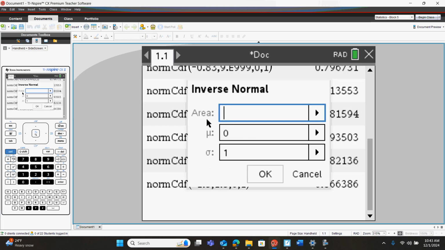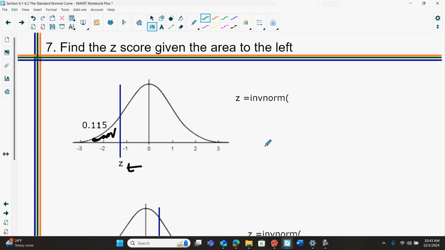Now it's going to ask you for three things: the area, the mean, and the standard deviation. These are 0 and 1 as long as you're dealing with a standard normal curve. But we have to be specific about this area: your calculator function will always treat that area input as the area to the left of a z-score. In this case, we're all good. So we're going to do inverse norm of 0.115, mean of 0, and a standard deviation of 1.